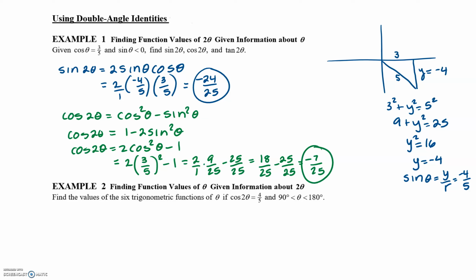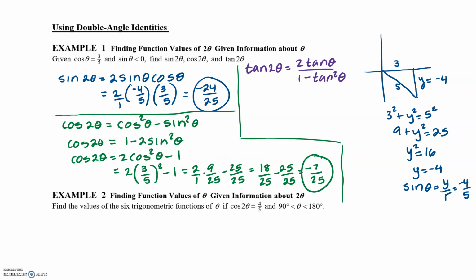The third one, tangent. The identity for tangent of 2 theta is 2 tangent of theta over 1 minus tangent squared of theta. So we first need to find tangent of theta. In this case, we still need to draw a picture. You can see from our picture that tangent of theta is y over x, which is negative 4 over 3. So if I just plug that in there, 2 times negative 4 over 3, all over 1 minus negative 4 over 3 squared.